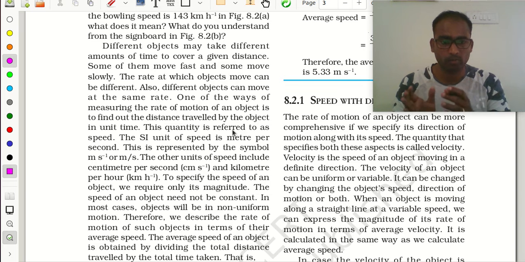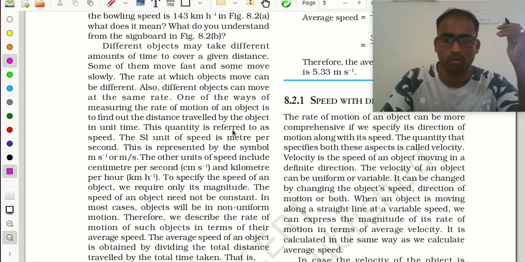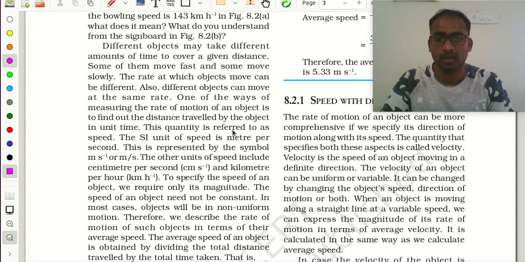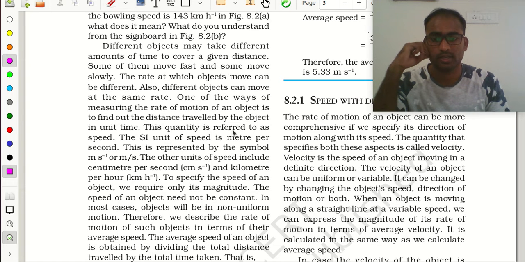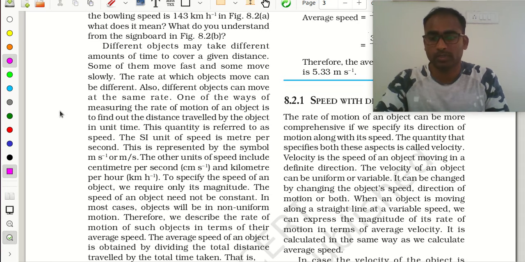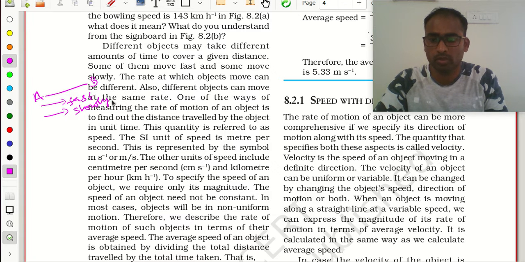Now these objects are moving, some fast and some slow. Now we need to find the rate of motion. So an object is moving from A to B. Some objects move fast and some objects may go slowly. So now I need to measure the rate of motion.